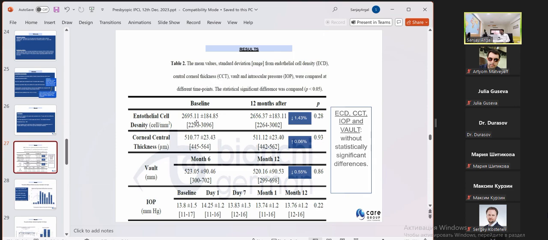And there is endothelial cell density also. Плотность эндотелиальных клеток также была стабильная. So only very insignificant, about 1.43% loss of ECD in 1 year time. Потеря эндотелия через год составила менее 1,5%. So this shows very steady vault, IOP, and there is no loss of endothelial cell density. В результате этого исследования было показано, что изменение плотности эндотелиальных клеток, центральной толщины роговицы и прогиба линзы через год после имплантации существенного не происходит.